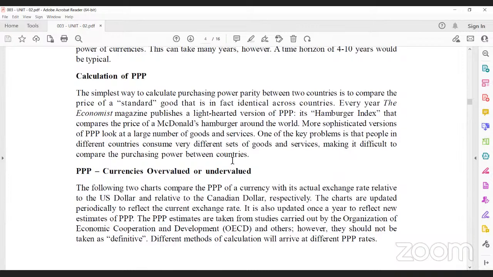is that people in different countries consume different sets of goods and services, making it difficult to compare purchasing power between the countries. It's not just difficult but challenging also.